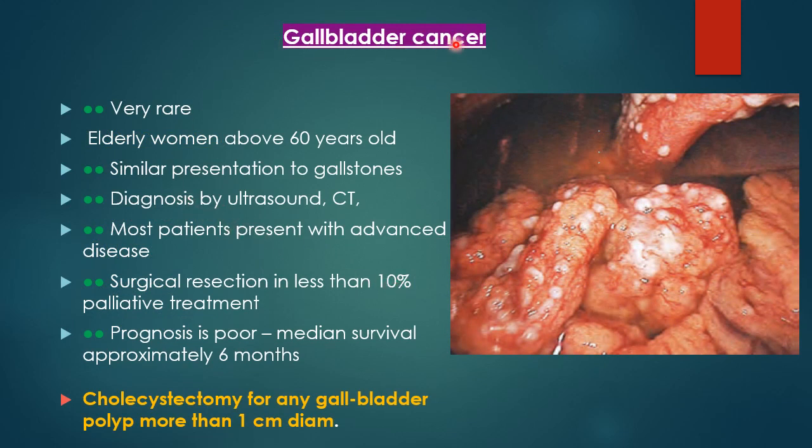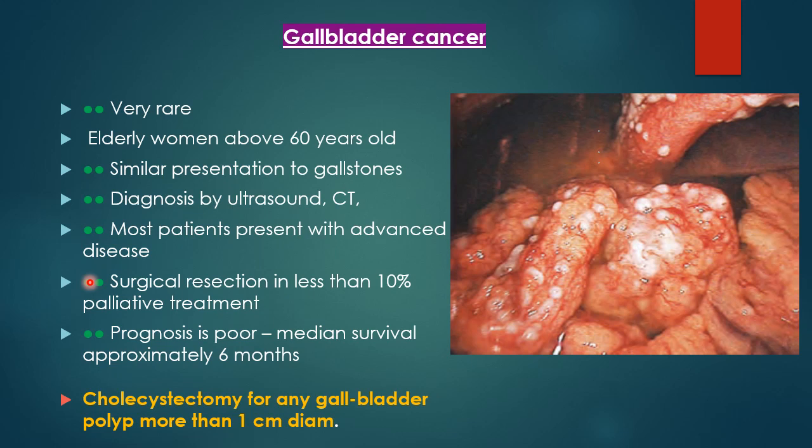Next, gallbladder cancer. Gallbladder cancers are very rare, usually affecting elderly women above 60 years of age, and the presentation is similar to gallstones. That means chronic pain in the hypochondrium. Its diagnosis is usually by ultrasound, and in this case, usually a CT scan is also needed. Most of the patients present with advanced disease, where surgical resection is only possible in 10% of patients. Prognosis is poor, median survival approximately 6 months.